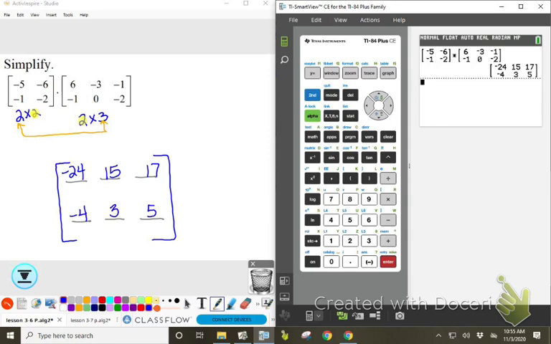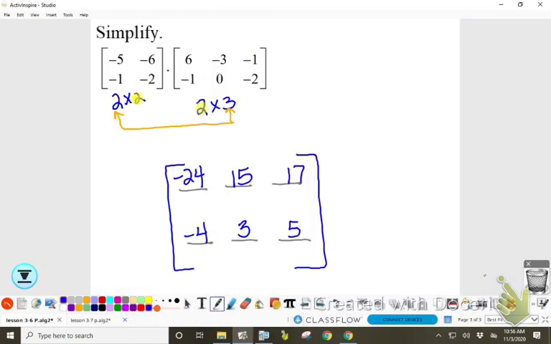And I believe that is it for the notes. Let me just check. Yep. So that completes lesson 3-6.